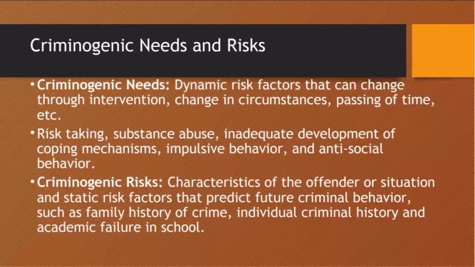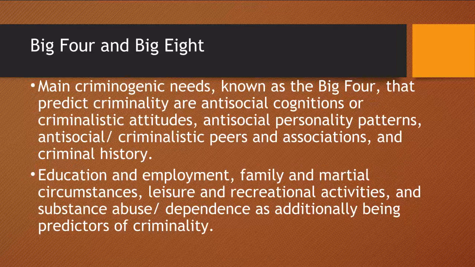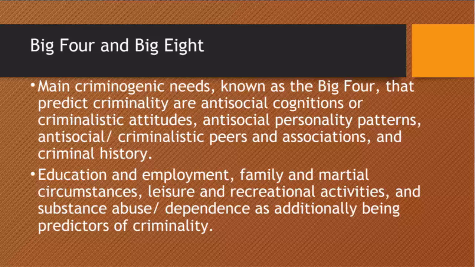Now, as far as risk factors, there are what we call the big 4. These are the big ones that, through assessments, we analyze to see if they're there and the severity of them. Through programming, we majorly target these. The big four that predict criminality the highest: antisocial cognitions or criminalistic attitudes, antisocial personality patterns, antisocial criminalistic peers and associations, and criminal history.